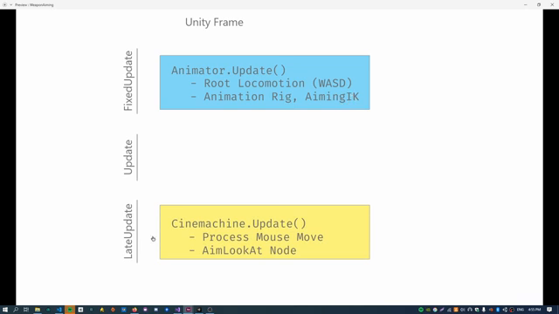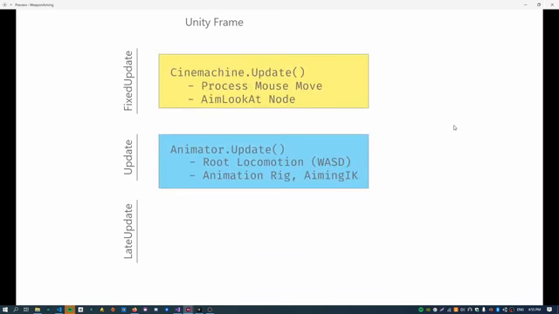So basically the weapon is aiming at that aim look at node we set up. And then what happens in late update is Cinemachine updates. Processes the mouse move and changes the camera position, which in turn changes the look at node. So by the time it comes to rendering, our look at node is now ahead of where our IK is. So we basically need to move Cinemachine before the animator update. Like that. Amazing transition.